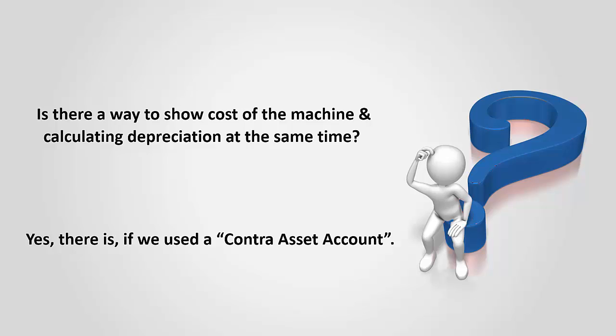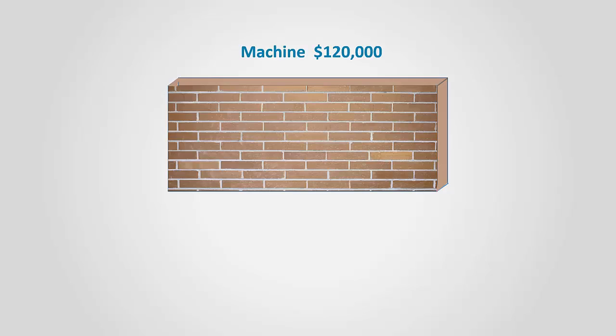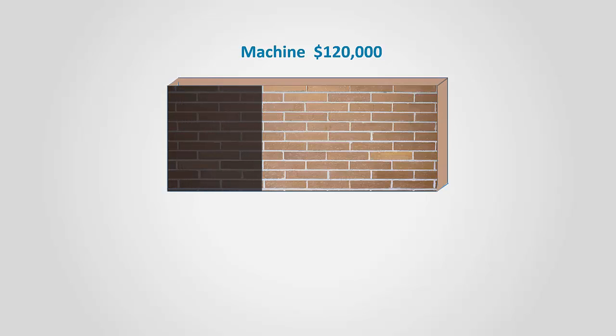This contra-asset account is associated with the asset account, and as it increases, the value of the asset decreases. Imagine a shadow on a wall. As time passes, the shadow becomes bigger and the light on the wall decreases, but the wall is still there. Now let's think of the machine as the wall and the shadow as the accumulated depreciation account, which is a contra-asset account. After 1 year, the accumulated depreciation increases to $40,000.